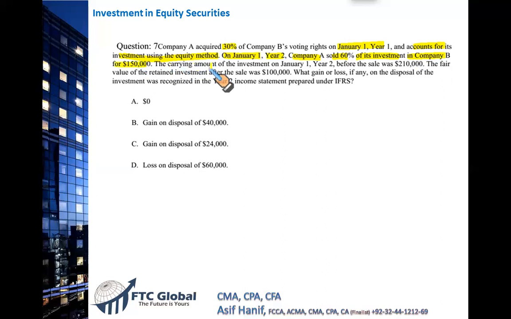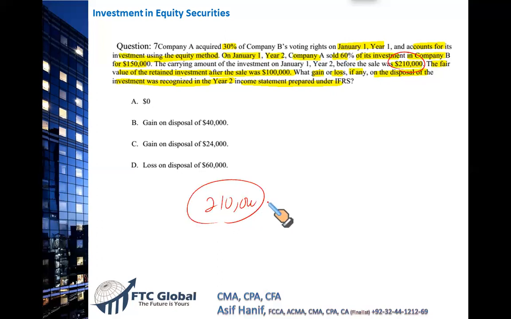Okay. The carrying amount of the investment on January 1st before the sale was 210, and the fair value of the retained investment after the sale was 100. Now we have to establish how much gain or loss, if any, on the disposal of the investment was recognized in year 2, income statement prepared under the IFRS. Now, we have to compare two things. First, the opening balance of your investment had a balance of 210. This was the opening balance, 210.